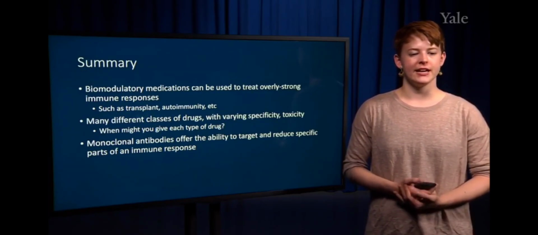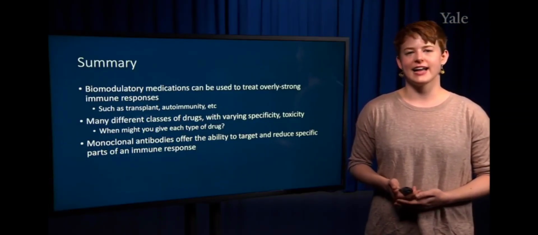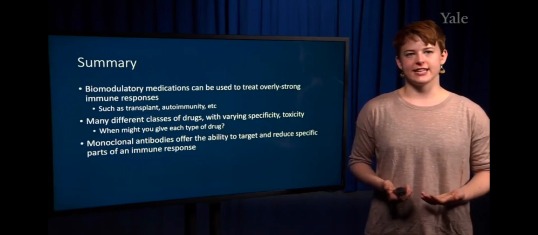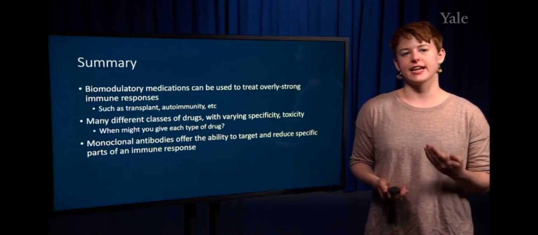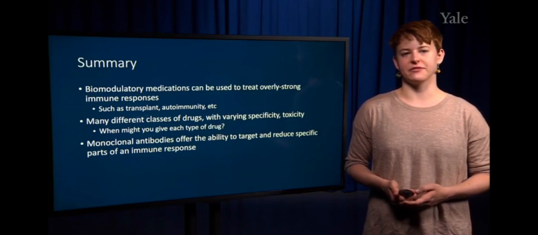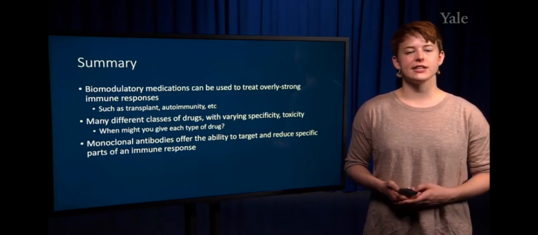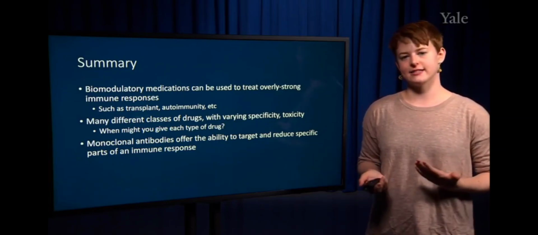In summary, today we've talked about biomodulatory medications and how they can be used to treat too strong immune responses. We talked specifically about transplant as well as autoimmunity. We also discussed several different classes of drugs that have varying specificity and toxicity. Good examples of this are corticosteroids, which are very broadly effective, yet can have many off-target effects, compared to monoclonal antibodies, which have very specific targets and therefore fewer side effects. It's really important to think about when you might want to give each type of drug. You have to balance the pros and cons of the different drugs.